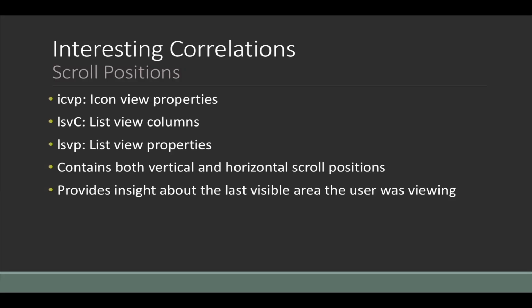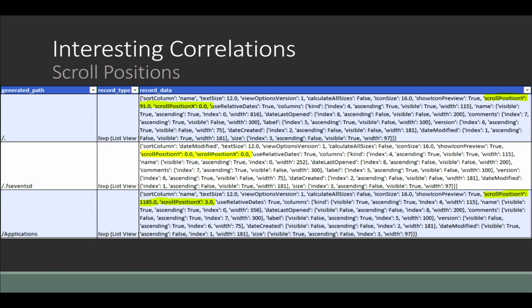Next is scroll positions. There are various codes that store scroll positions. The scroll position can be vertical or horizontal, and that lets Finder know at what place in the Finder window you were last viewing. So that information can be important. Maybe you want to know what section in the folder the user was actually looking at. You can see the scroll list highlighted, and obviously the data looks different here because these are different codes, and each code has different kinds of data in it.